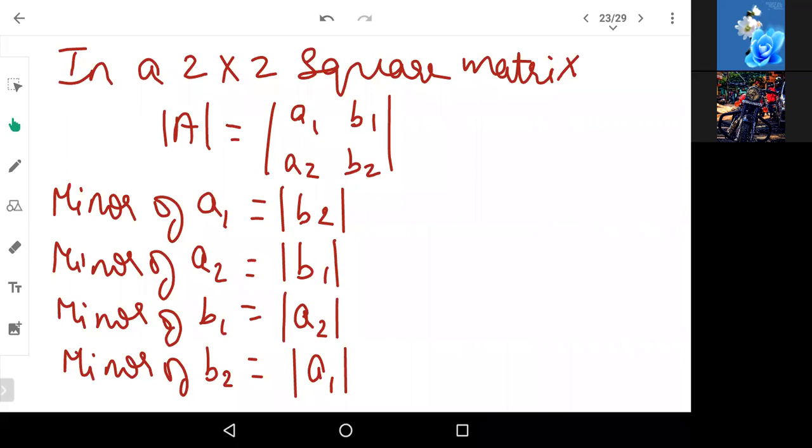Okay. Now quickly, how to find a minor for a 2 into 2 matrix? Now to find the minor for a 2 into 2 matrix, same method. You will consider minor for A1.